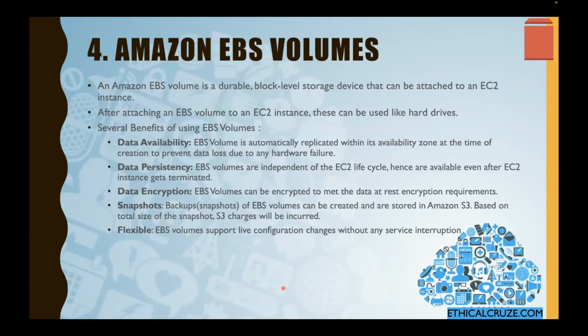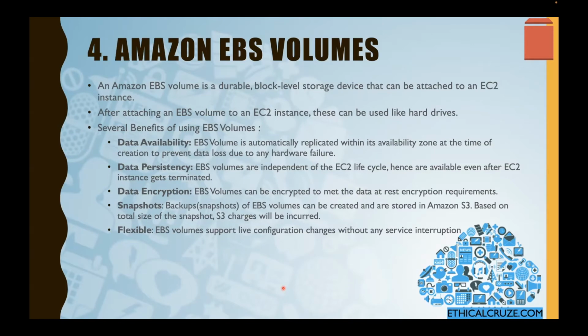Now let's see what Amazon EBS volumes are. Amazon EBS volumes are durable block-level storage devices that can attach to an EC2 instance, as I just told you in the previous section. And after attaching an EBS volume to an EC2 instance, it can be used just like your hard drives, just like pen drives attached to a laptop, and then you can use it to store your data and all. Okay. What are the different benefits of EBS volumes?